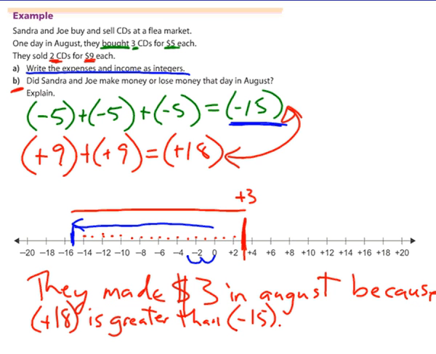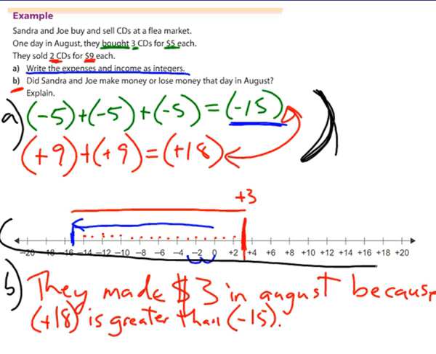When it said write the expense and income as integers, I did that here. I could say this would be A, and I could say this would be B down here. I've also shown my work on the number line to prove how it works. And then I answered it by explaining it right here. That was a big one. It was a little bit confusing, but it only looks confusing after the fact. It was pretty simple going along the way.